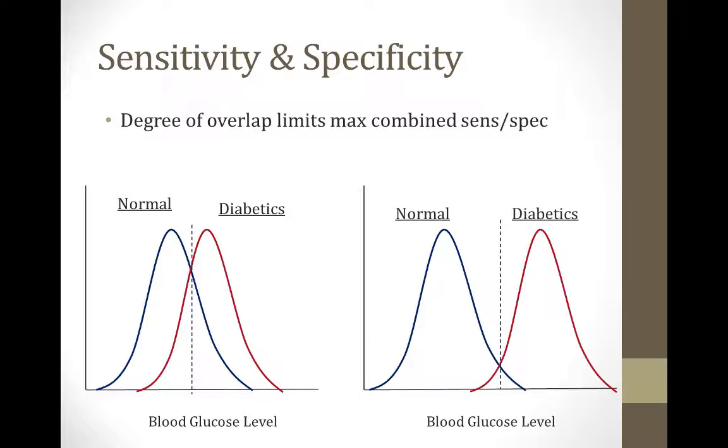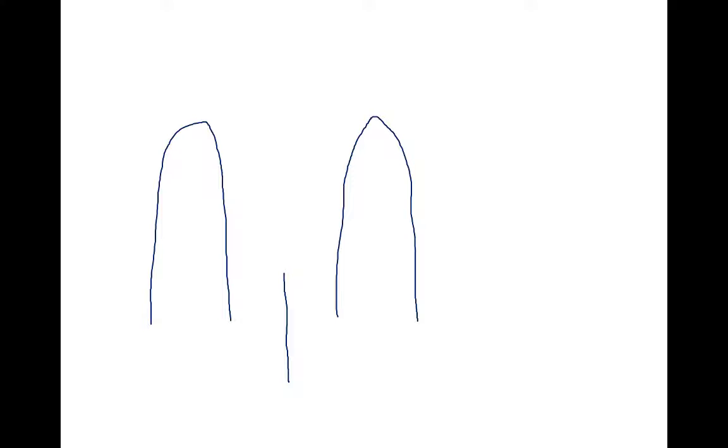You should also know that the degree of overlap of the two curves limits the maximum combined sensitivity and specificity. So remember that an ideal test would have a normal group of patients that looked like this and a disease group of patients that looked like this, and we'd be able to choose a cutoff in the middle that was perfect. It perfectly divided the patients into normals below it and disease patients above it. Now, there is no such test like this, but the closer we get to this ideal situation, the better our sensitivity and specificity. If we had an ideal test like this, it would achieve a 100% sensitivity and 100% specificity. So the closer our data look to this ideal situation, the higher their combined sensitivity and specificity are going to be.